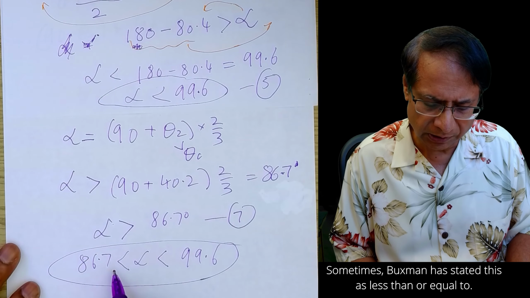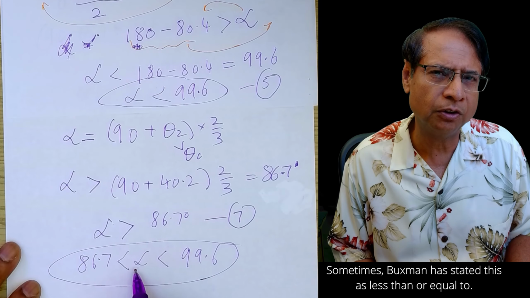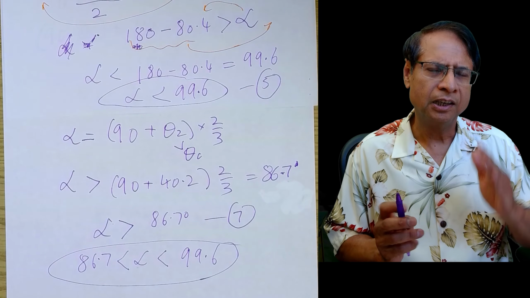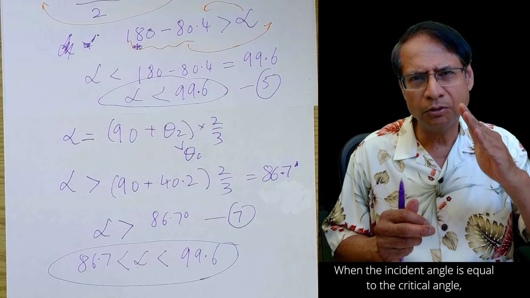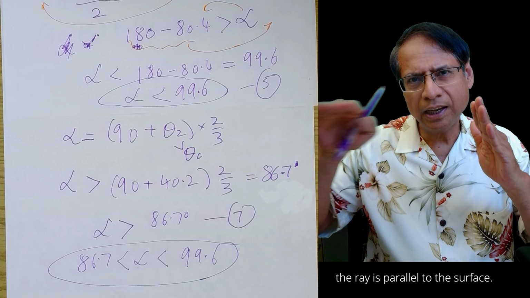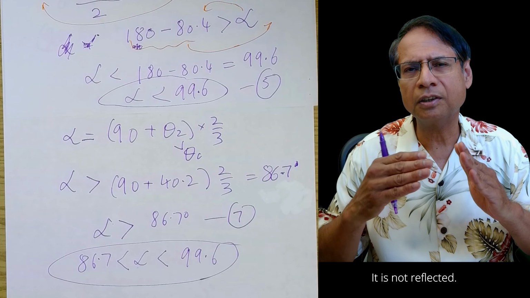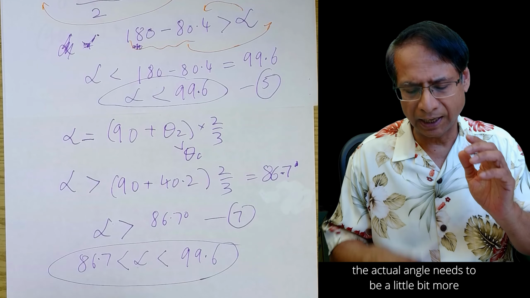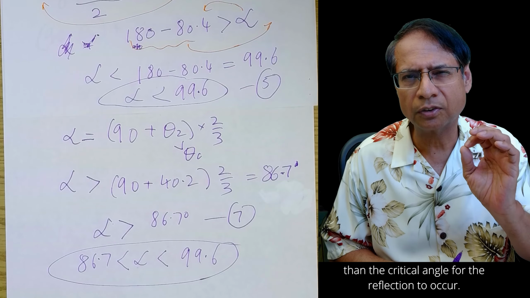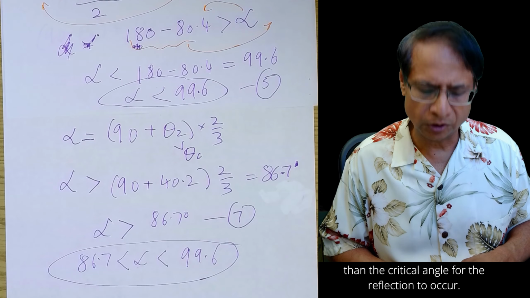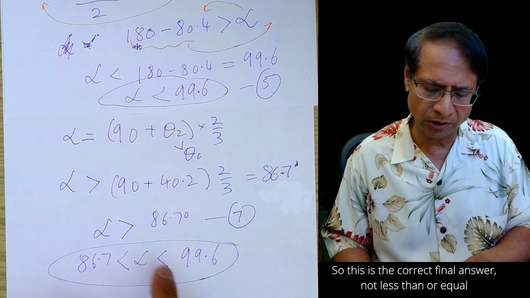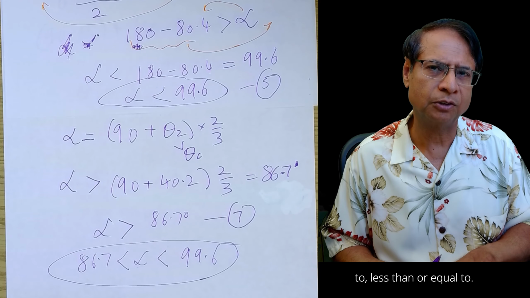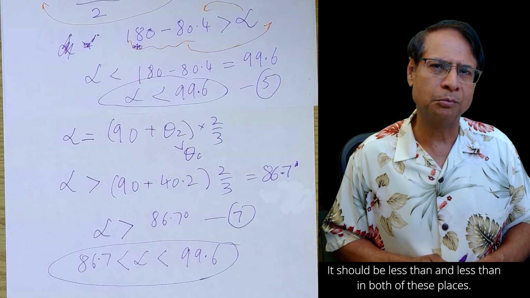Sometimes books may state this as less than or equal to. Equal to is not correct. When the incident angle is equal to the critical angle, the ray is parallel to the surface. It is not reflected. The actual angle needs to be a little bit more than the critical angle for that reflection to occur. So this is the correct final answer, not less than or equal to. It should be less than and less than in both of these places.